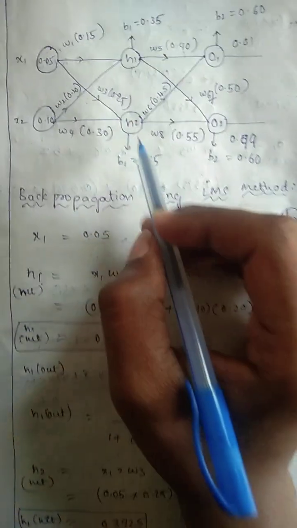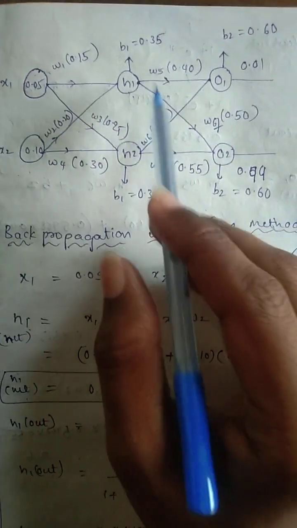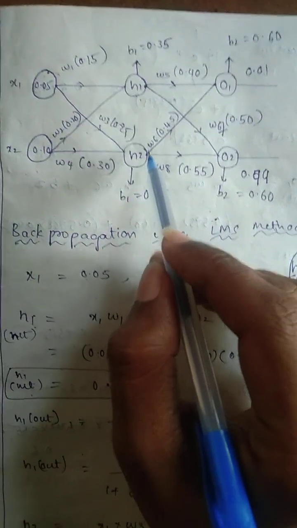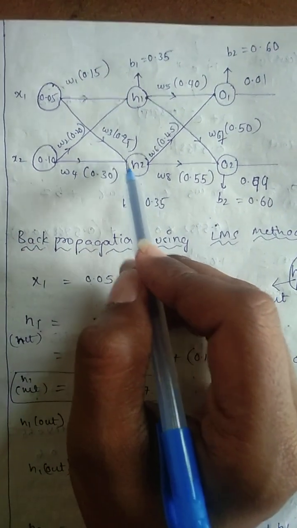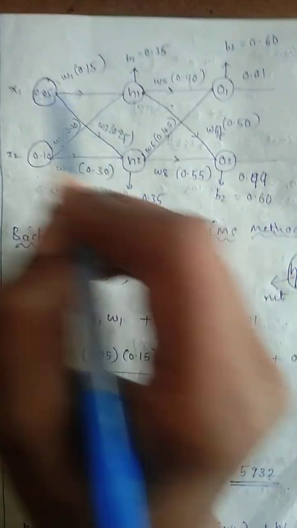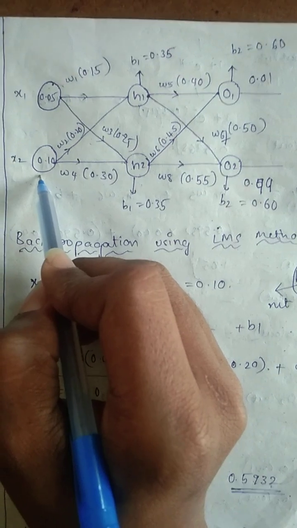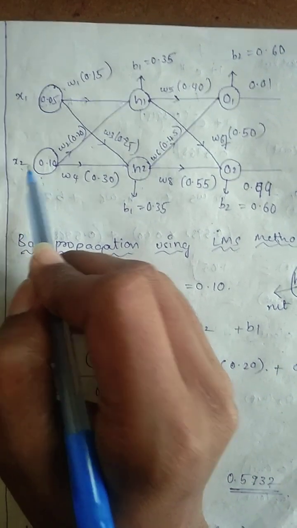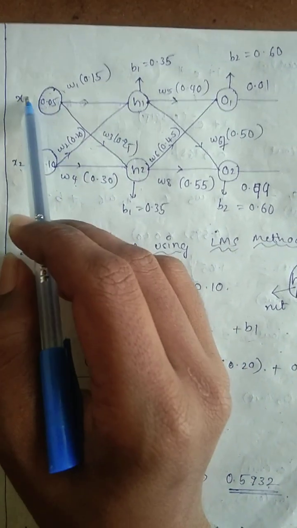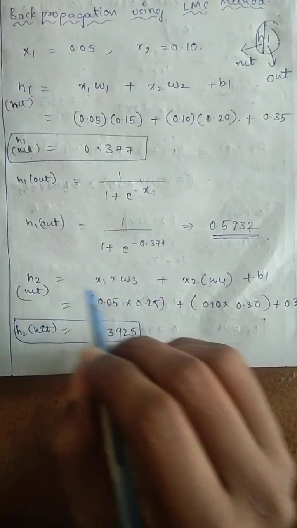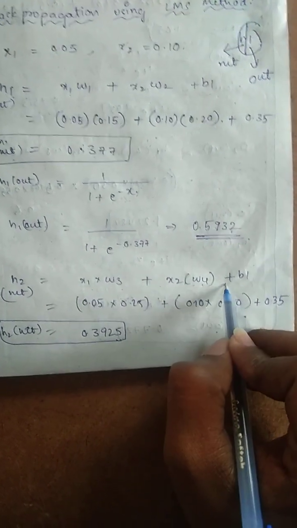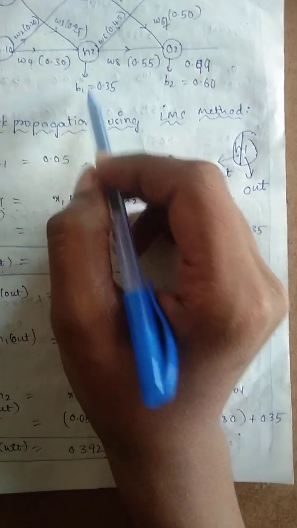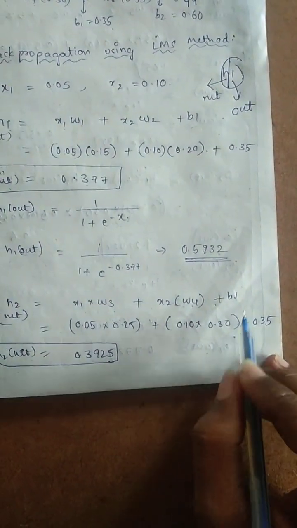Next, how to find out the h2? Generally, as with the h1 value, we also consider the h2. The same formula applies: h2 is connected with both nodes, x1 and x2. See, h2 is equal to x1 into w3 plus x2 into w4 plus bias. Here h2 also has the bias, and we can add this bias also.